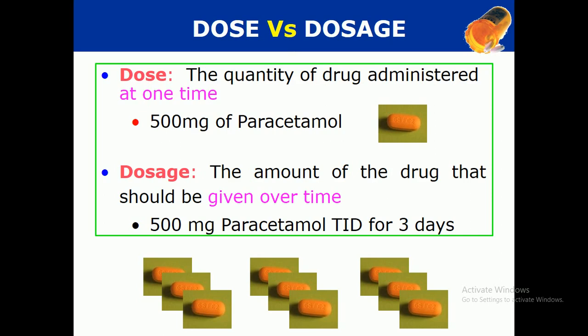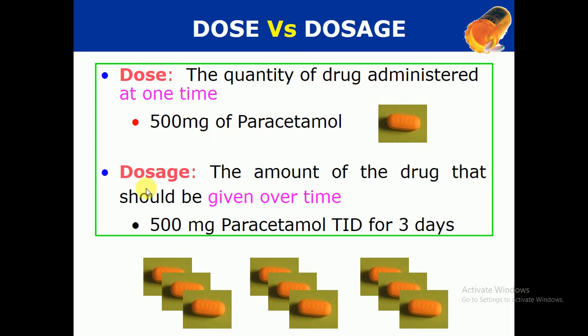So dose can be defined as the quantity or the amount of the drug administered at one time. It means that quantity or amount of drug that can be administered in a single time. For example, at one time, 500 milligram of paracetamol.